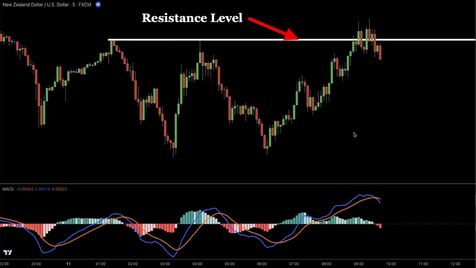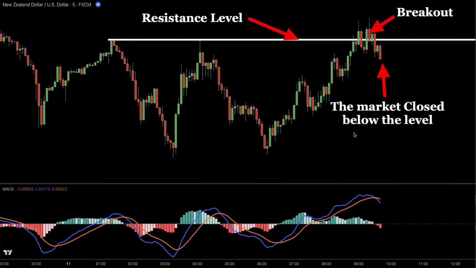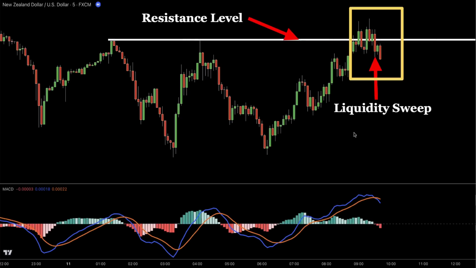Now, let's explore another example. Here we have a clear resistance level where the price has reversed previously. The market approaches this level again, breaks above it, and then closes back below. This is another liquidity sweep. Smart money triggered the stop-loss orders of traders who were expecting the price to reverse from resistance. They pushed the price up to hit those orders, and then reversed sharply downward, trapping breakout traders.